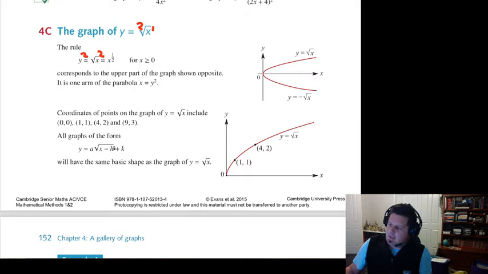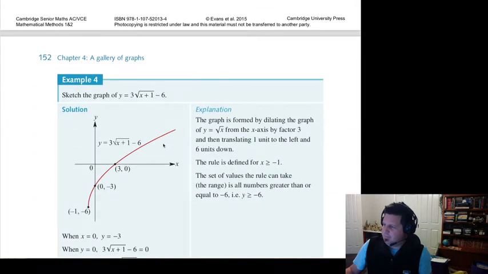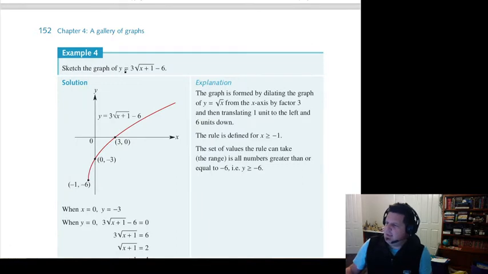Obviously this h value will determine how far it's translated left and right. This k value will determine how far it's translated up and down, and a obviously affects the dilation of the graph. So here again it says sketch the graph. We've got 3 square root of x plus 1, take away 6. The way I remember, the starting point of the graph is going to be defined by where it's translated to.